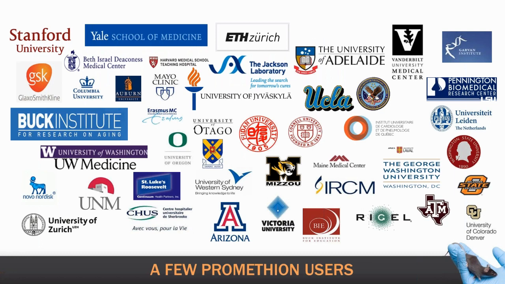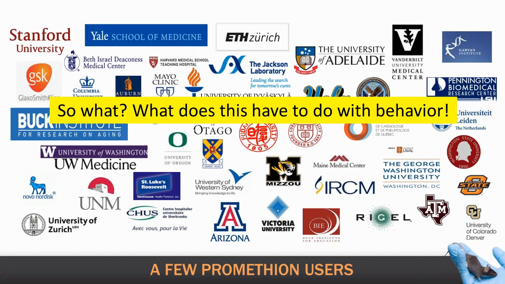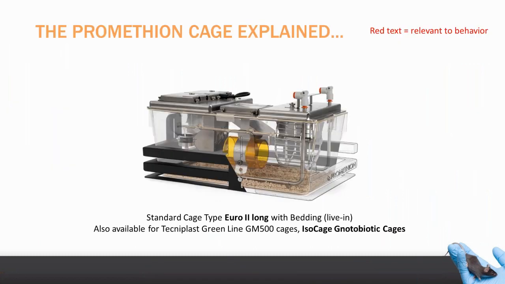And your question at this point, quite reasonably, is, well, okay, whatever. This doesn't really seem to have anything to do with behavior. So let me show you how behavior actually comes into the picture. So this is the cage that the system uses. And notice I'm going to be bringing up some text, and the red text is relevant to behavior quantification.